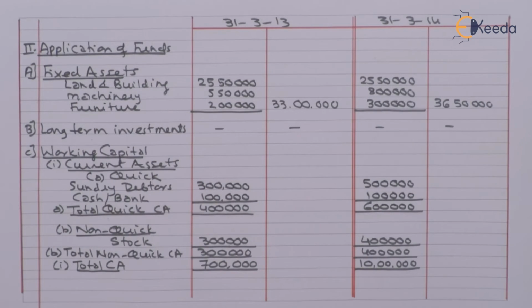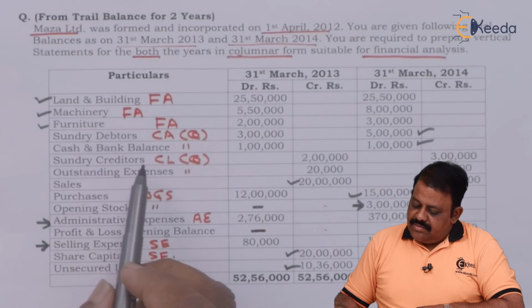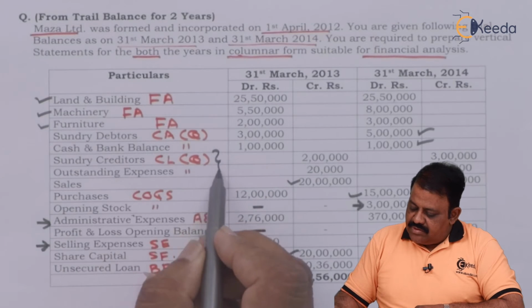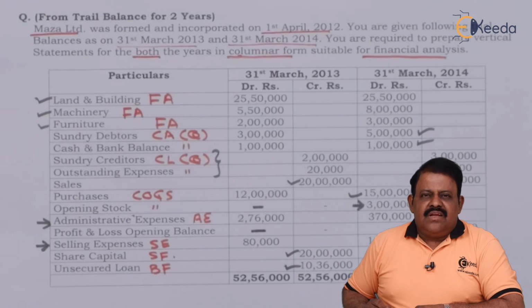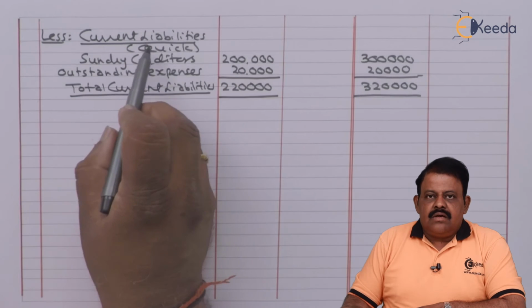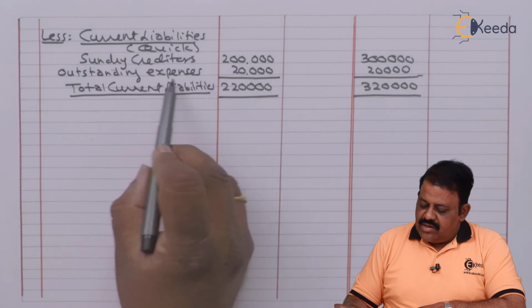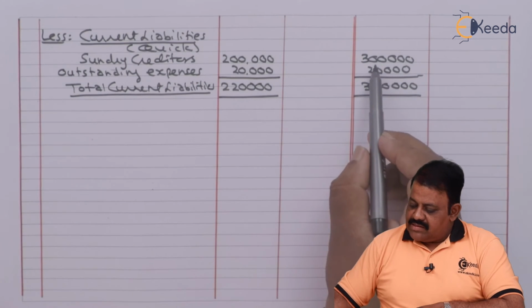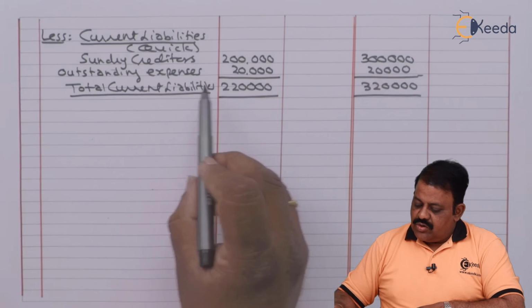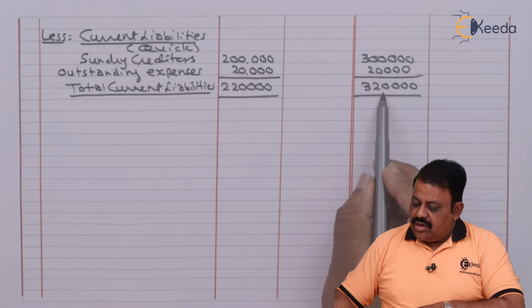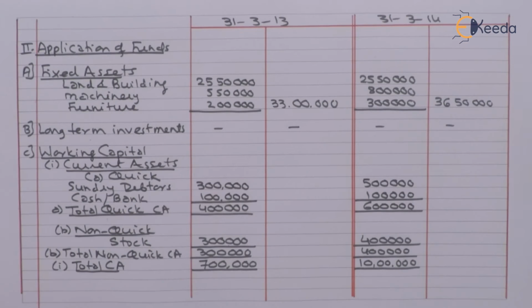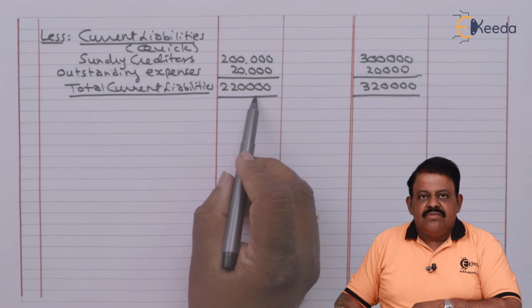From this we are required to deduct current liabilities. Current liabilities we have sundry creditors, quick current liability, outstanding expenses, quick current liability. There are no non-quick current liabilities. Sundry creditors 2 lakhs, outstanding expenses 20,000, total current liabilities 2 lakh 20,000. Next year creditors 3 lakhs, outstanding expenses 20,000, total current liability 3 lakh 20,000. This will be deducted from the total current assets. First year total current assets 7 lakhs minus total current liabilities 2 lakh 20,000.